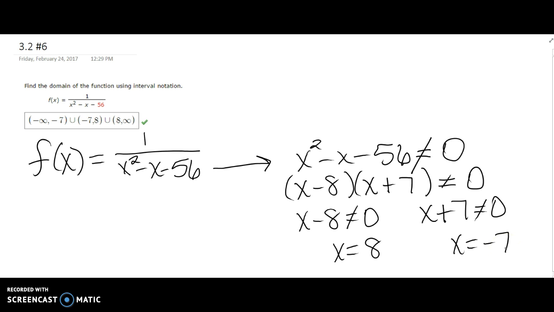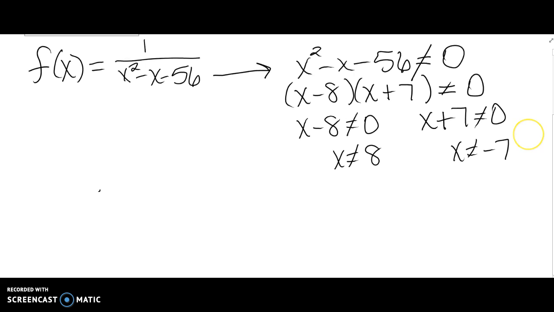So I've got to remove those from my solution set, which right now I'm thinking all real numbers. So I need all real numbers except -8 and -7. So the other problem that students have is writing this in interval notation. How do you do that?